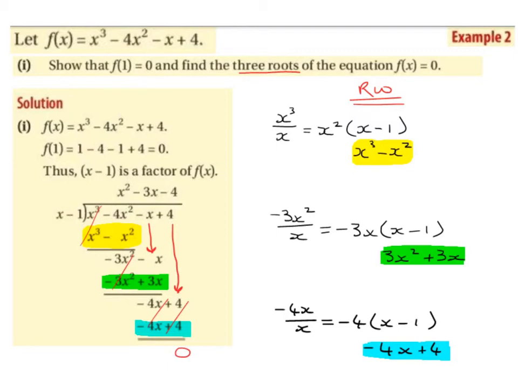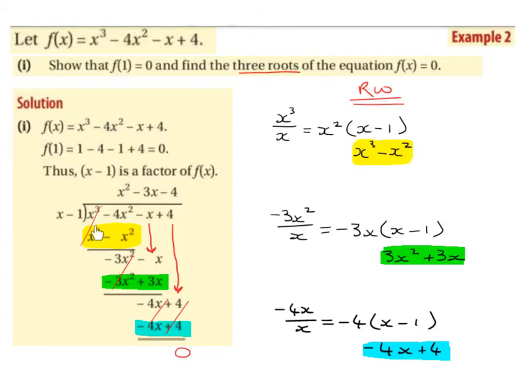So we start with the x cubed and the x. So we take the highest power of x outside the bracket. So we have x cubed divided by x, and x cubed divided by x is x squared. And we write x squared on top here. And then we multiply the x squared by the factor, which is x minus 1. So x squared times x minus 1 is x cubed minus x squared.